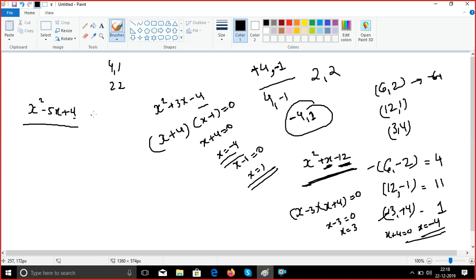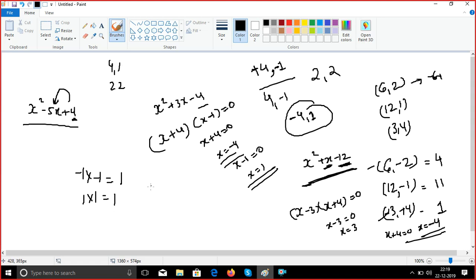Okay, so definitely if you're multiplying them together, both numbers can be positive and both numbers can be negative, because if you multiply minus 1 and minus 1, you'll get 1, and 1 and 1, you'll get 1. So if your product is positive, either both numbers can be positive or both numbers can be negative. Now you have to jump on the sum. Sum is negative. That means both your numbers are negative.